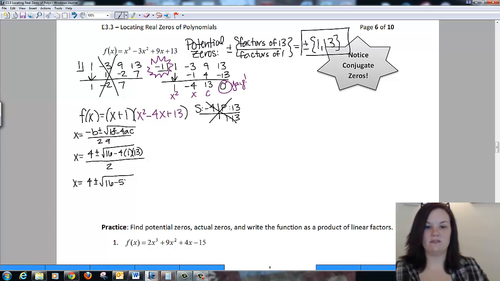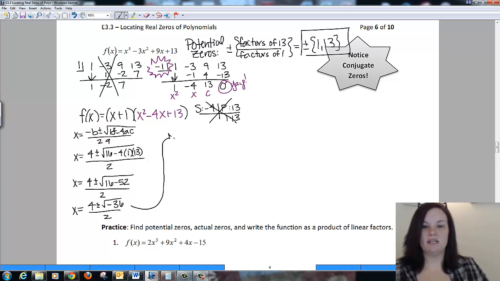Since there's a negative there, this is going to be negative 52 all over 2. Okay. So I have x is equal to 4 plus or minus the square root of negative 36 all over 2. Remember, anytime you have a negative underneath the radical, it comes out as an i. So I have x is equal to 4 plus or minus 6i all over 2.